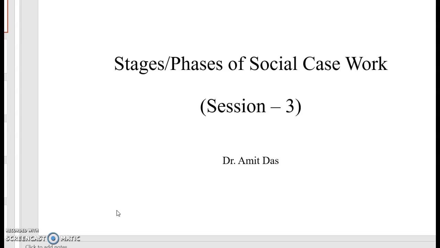In today's session, I will discuss the remaining stages or phases of social casework practice. In my previous sessions, I have discussed four stages of social casework, and these four stages are intake, study, treatment, and diagnosis. Intake is the initial phase.